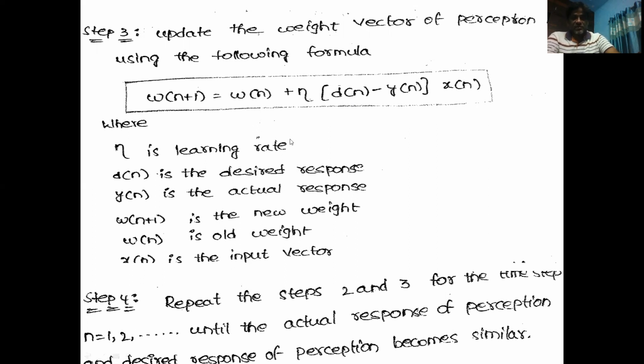Step 4 says that repeat steps 2 and 3 for all the time steps starting with 1 to infinity. The reason the end value is not given is that we don't know how many iterations will be required. The steps will be continued until there is no difference between desired response and actual response for every input vector given. That means if the perceptron classifies every input into a proper class, then we can stop the process. Otherwise, the process will be continued. Okay.